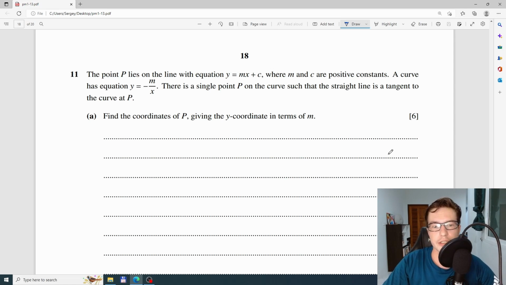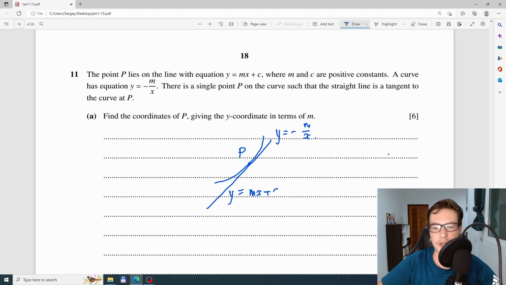Okay, question 11, that's 6 marks. Let's have a careful look at this one. So we have a curve, y equals minus m over x, and let's say it looks similar to this. m is a positive constant, and there's also the line y equals mx plus c, and at some point P, and there's only one such point, the line is tangent to the curve. So it looks like that. We have to find the coordinates of this point.